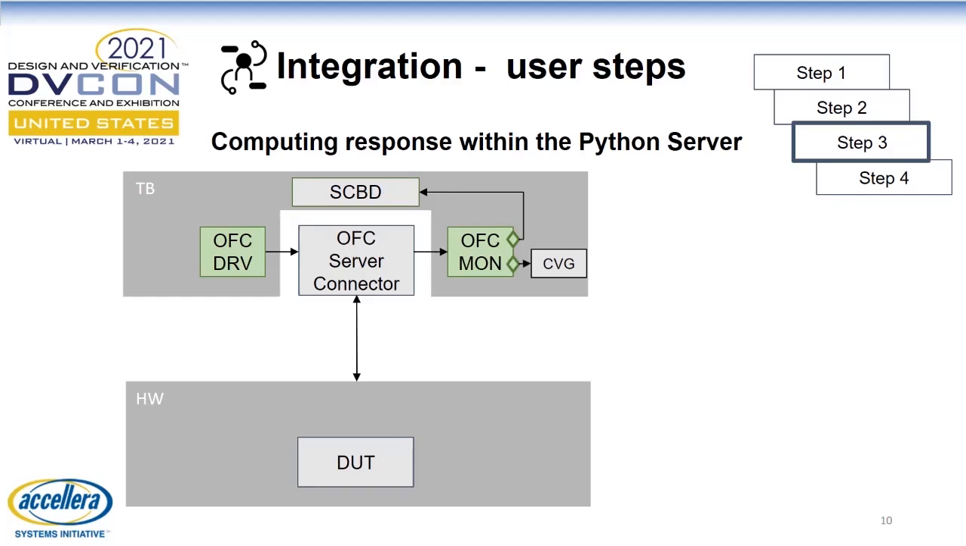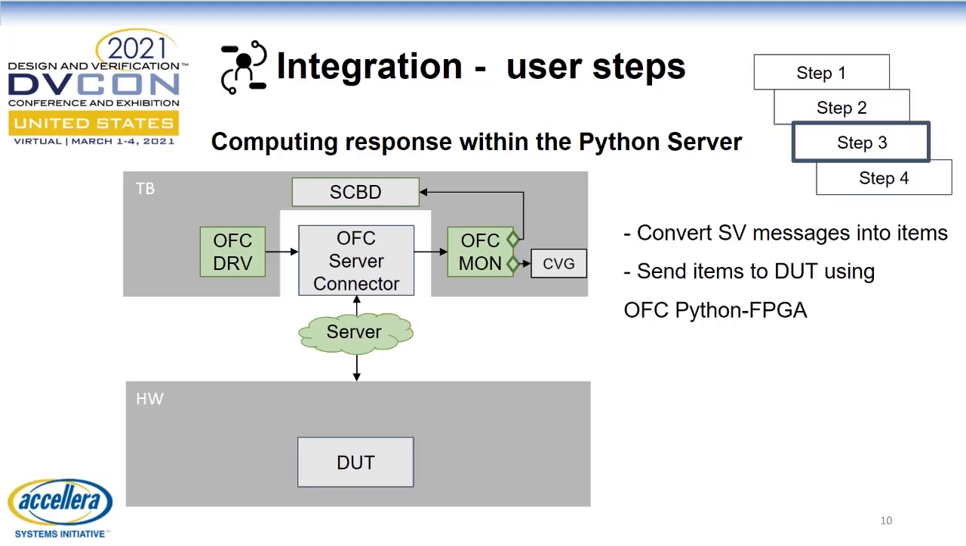The messages from the test bench through the OFC server connector will be received by the OFC Python server. The server will split the messages into a list of string items and will pass them to a function called compute response that you need to define. This is the third step, defining the compute response function. This function should convert the string items into items that will be used by the HDL drivers.